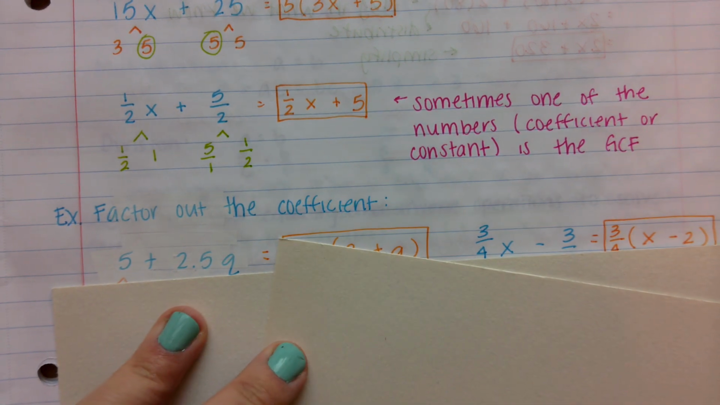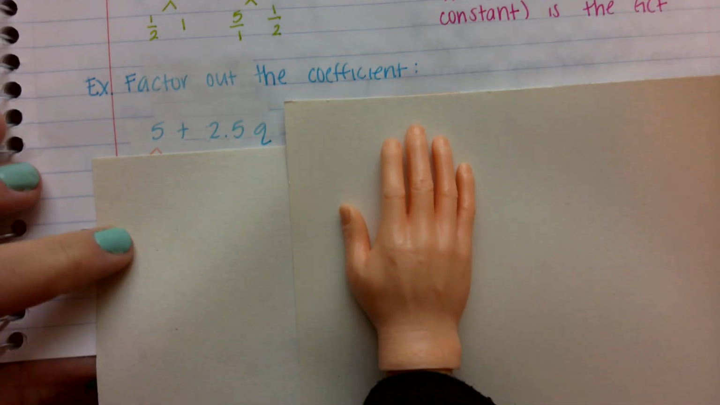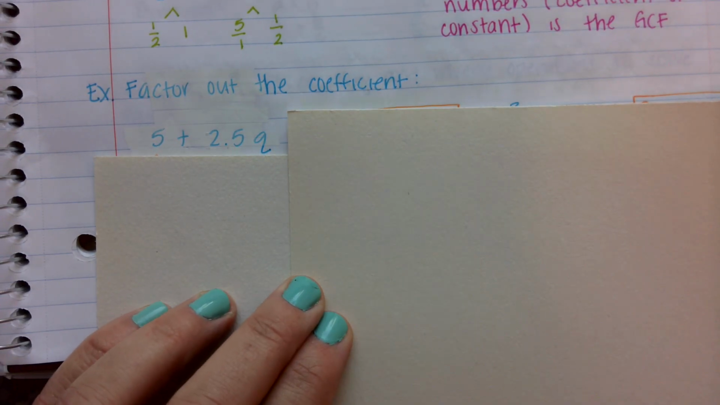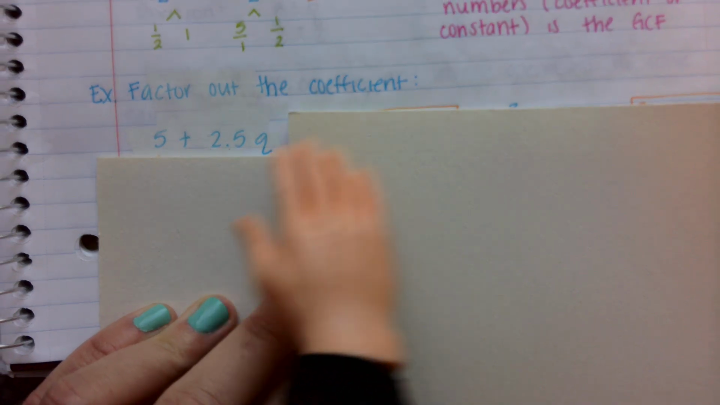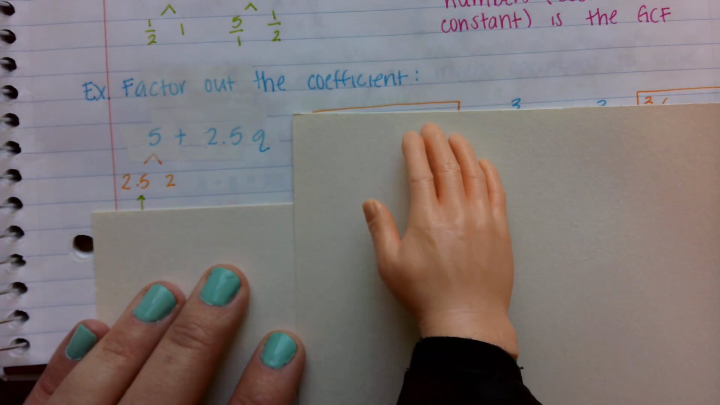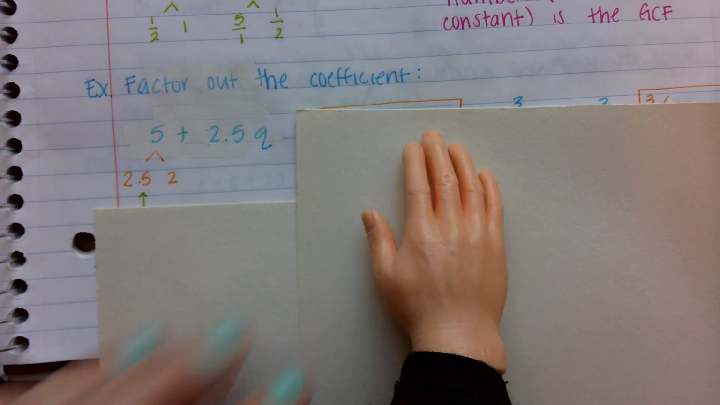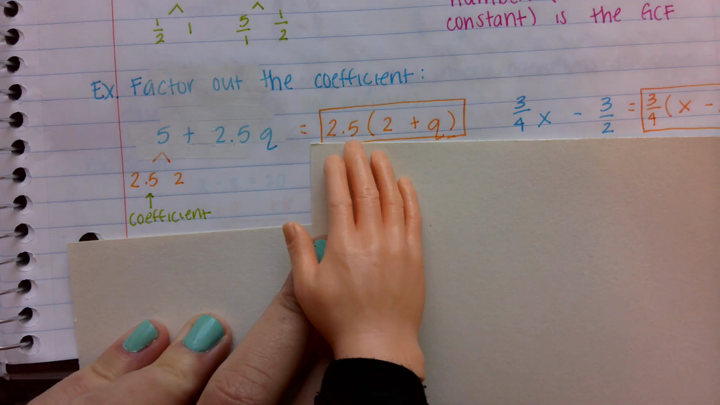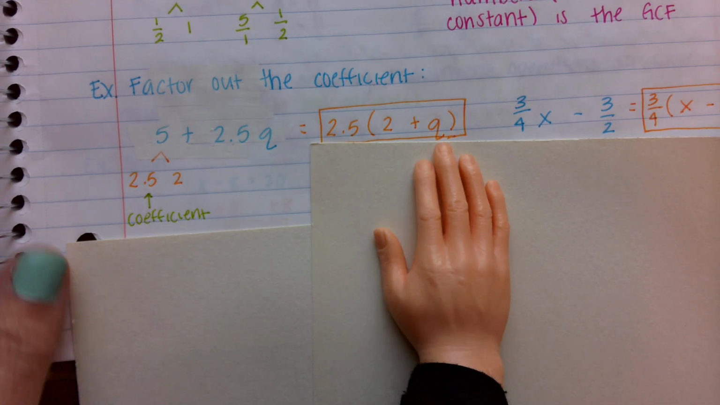So now we are told that we are factoring out the coefficient, of 5 plus 2.5q. So a coefficient is the number in front of the variable, and 2.5 is the number in front of our variable q. So I'm going to factor that out. 2.5 times 2 gives 5, and so 2.5 goes on the outside, 2 plus q goes on the inside.